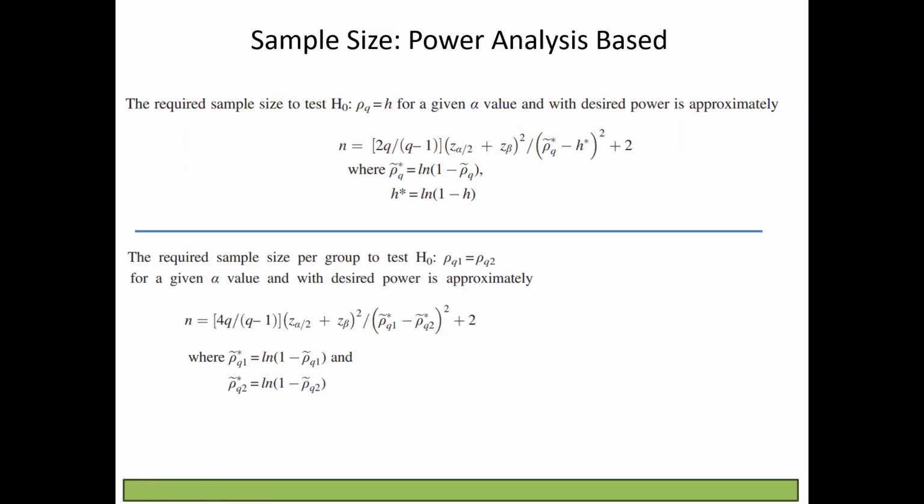This is the power analysis approach. In the first scenario, we have the null hypothesis that the Cronbach alpha is equal to a hypothesized value. In the second scenario, we have the null hypothesis that two Cronbach alphas are equal. So there is a slight difference between these two formulas. The difference is just that the result of this is half the result of this, because here it is 2q and here it is 4q. The rest is the same.